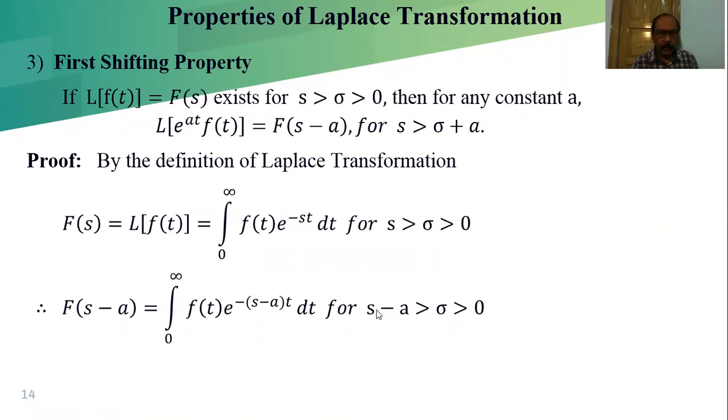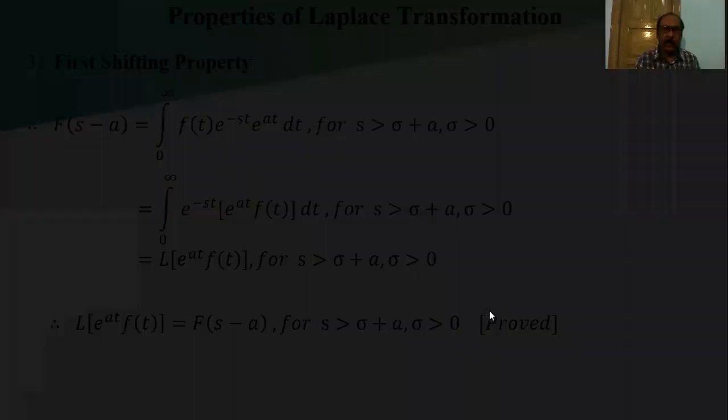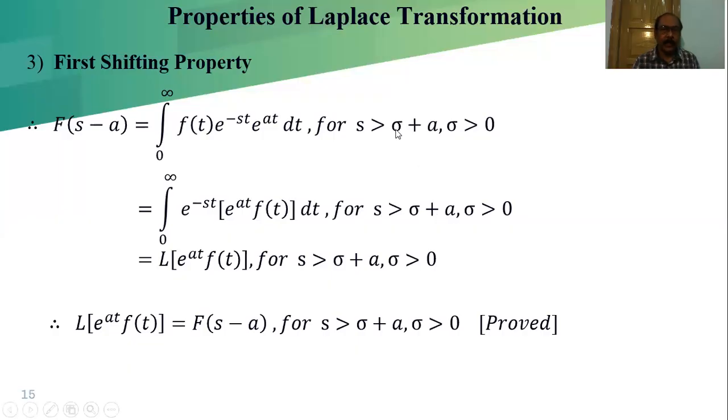If I write s greater than sigma plus a, if we consider this inequality only and separate the two, if we consider s minus a greater than sigma, from that we will get s greater than sigma plus a, and sigma is greater than 0. So we are writing it in two ways: s greater than sigma plus a and sigma greater than 0.